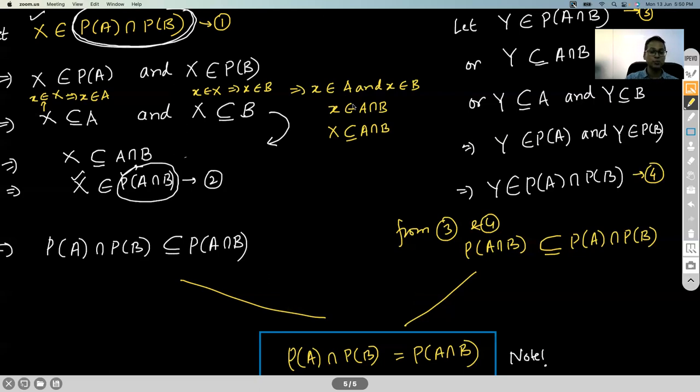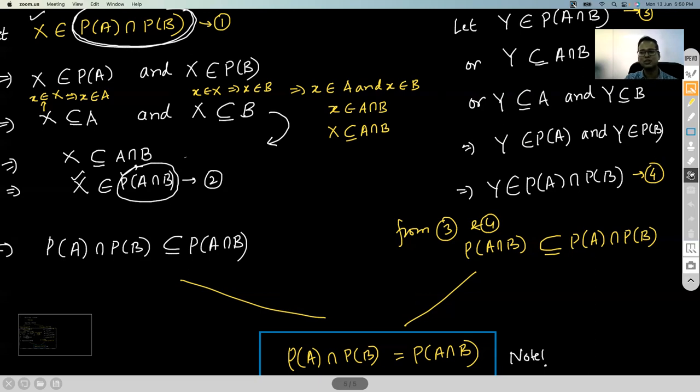What is the difference between supersets and power sets? A lot of difference. See, a superset is basically a set from where a subset has been carved out, whereas a power set is a set of all the possible subsets of a given set.